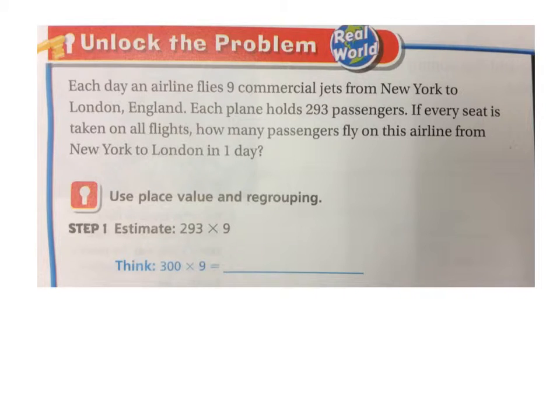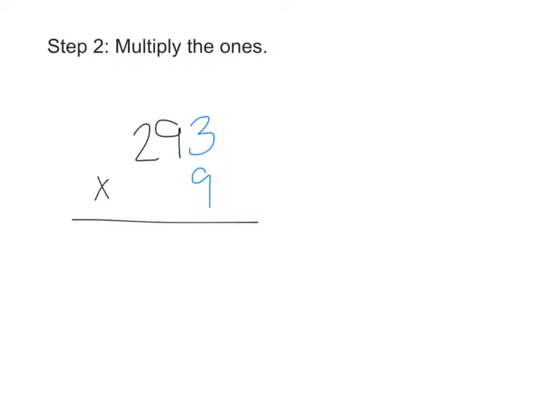How could I estimate? What is 293 pretty close to? Liam? 300. Okay, so we think that 293 is pretty close to 300, and we can keep the times 9. So what's 300 times 9? Soham? 2,700. So we know about 2,700 passengers fly each day on this airline from New York to London. We've estimated. Step 2 is we're going to multiply the ones first.